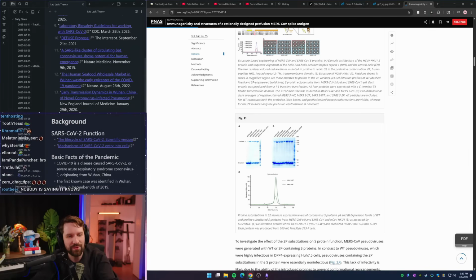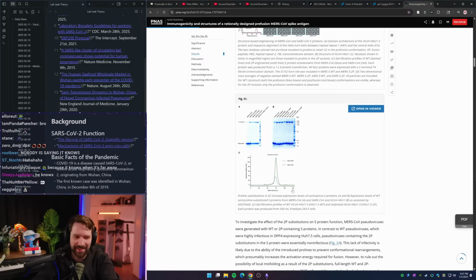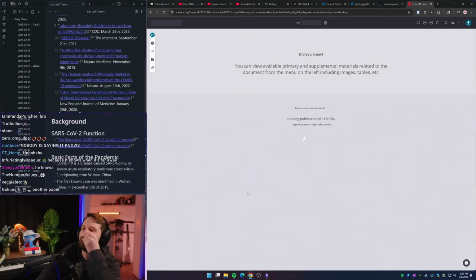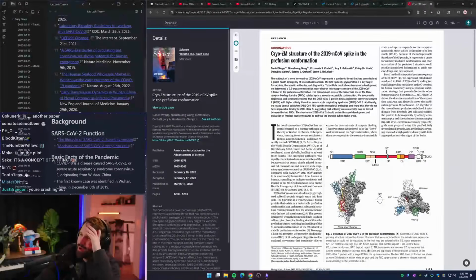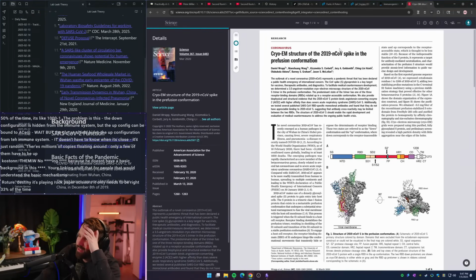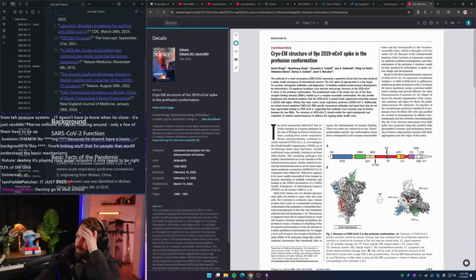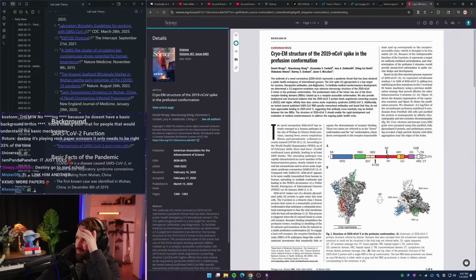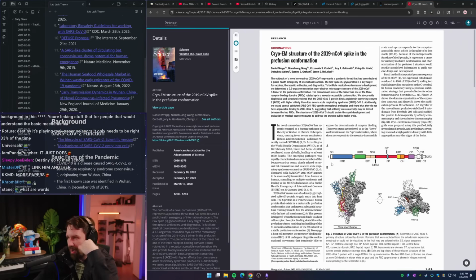Why are you like? I don't know. I don't even know what these words mean. Cryo-EM structure of the 2019 nCoV spike in the pre-fusion conformation. Bro.